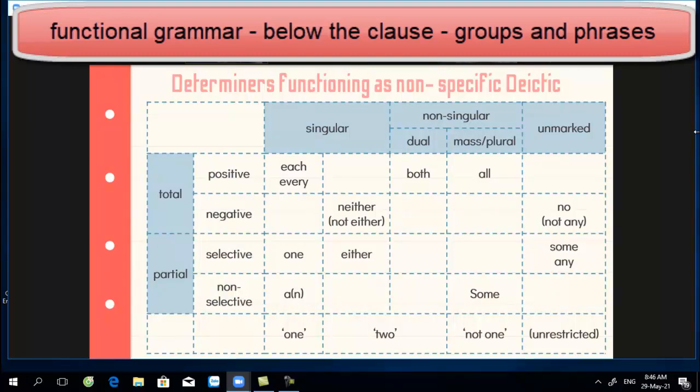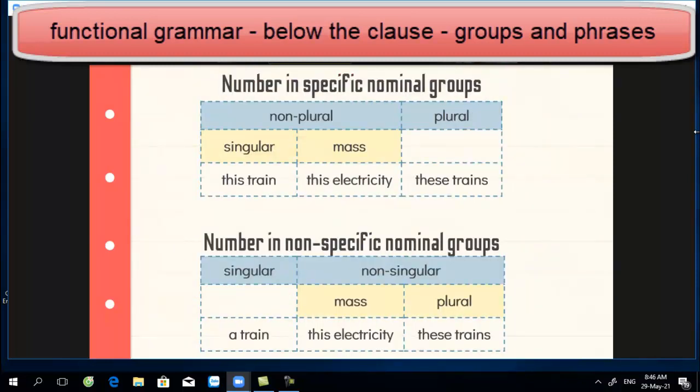This is the determiner functioning as non-specific deictic. With non-specific deictic, the system in singular or non-singular must now add group together with plural in a category of non-singular. So it goes with a singular, with some with non-singular, mass or plural, in this table on the screen.